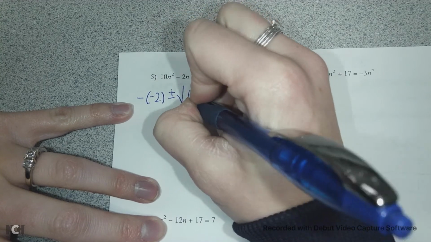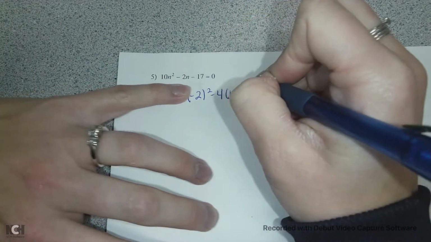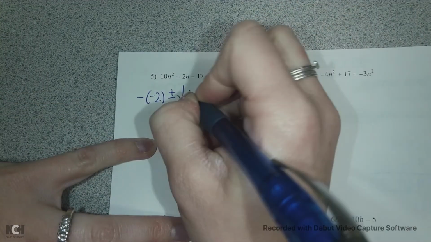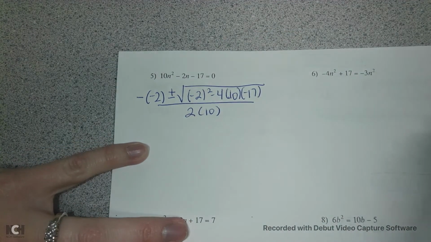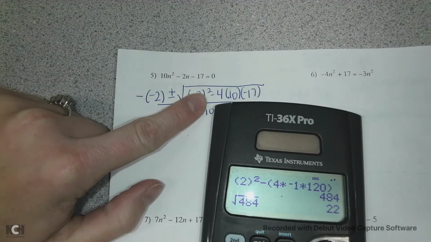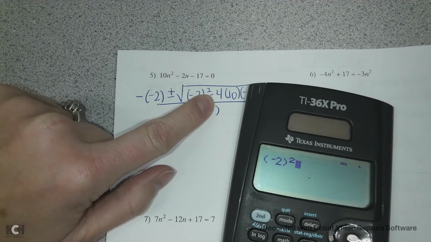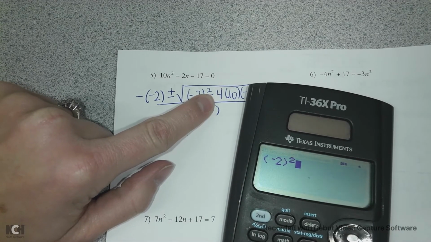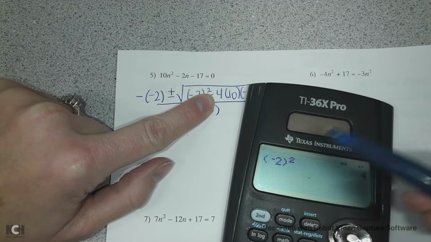Plus or minus the square root of b squared minus 4ac all over 2a. Okay, so we're going to do the discriminant in our calculator. So we have negative 2 squared. Make sure that's always a positive, so you want to put that 2 on the outside. Remember, if you keep it on the outside, it will say negative 2 times negative 2.